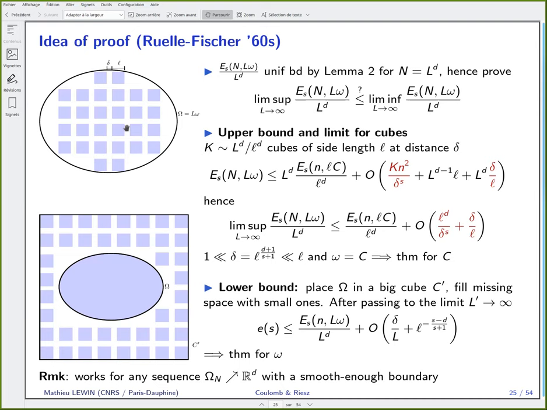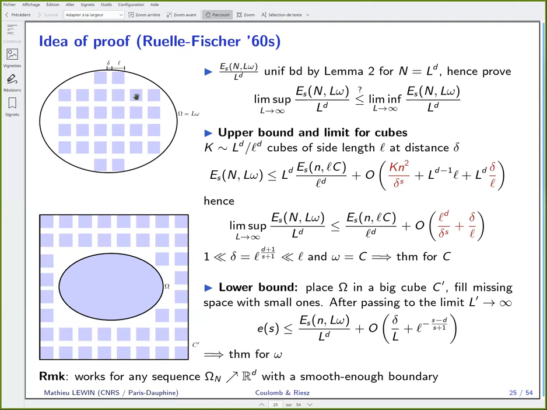Okay, so in each small cube, you take the points and put them at their minimal configurations for the small cube. And you use this as a trial state for the big domain. In this way, you will get an upper bound on E of N in the large domain. So the upper bound will be of the form that there will be the number of cubes times the energy of each cube. It's all the same, okay? And then there will be the interaction between the cubes. So the interaction between the cubes is what you have to control in this proof.